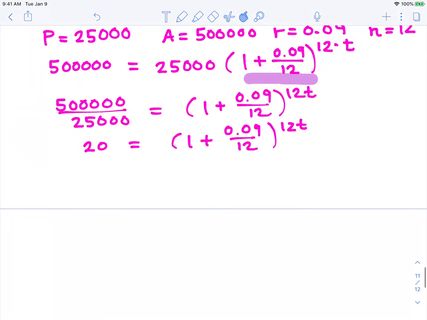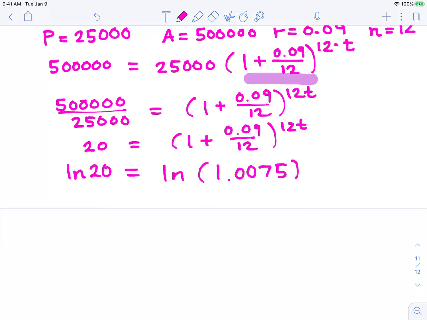Now we can take the common log or the natural log of both sides. I'm going to take the natural log. I'm also going to simplify that parentheses. Now I can use my power rule. I can take that 12t and bring it down in front.